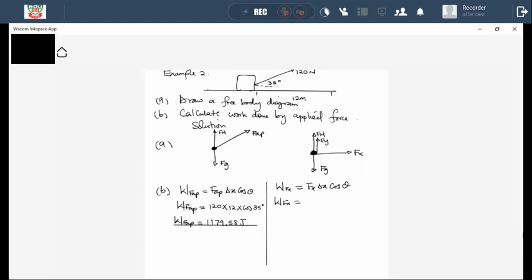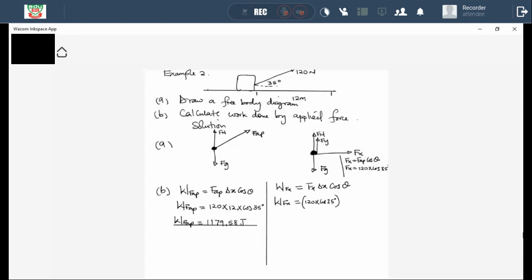So you realize that our Fx, quickly I'm going to calculate it here. Our Fx equals our force applied times cos theta. So Fx equals 120 times cos of what? Our theta, the angle of the force, which is 35 degrees. So that gives us our Fx. Allow me to substitute that directly into the formula for work done. Instead of writing Fx, I'm going to put 120 times cos 35 degrees.